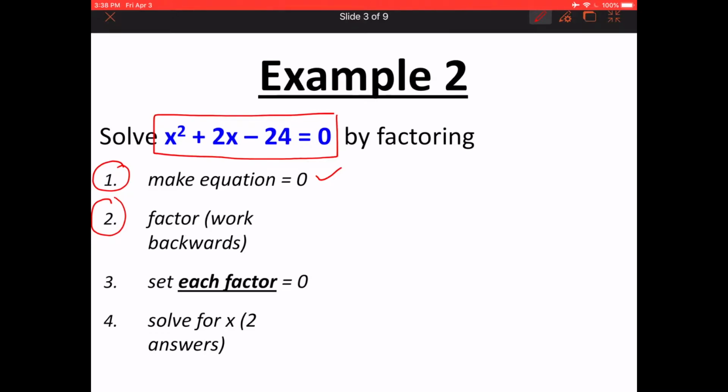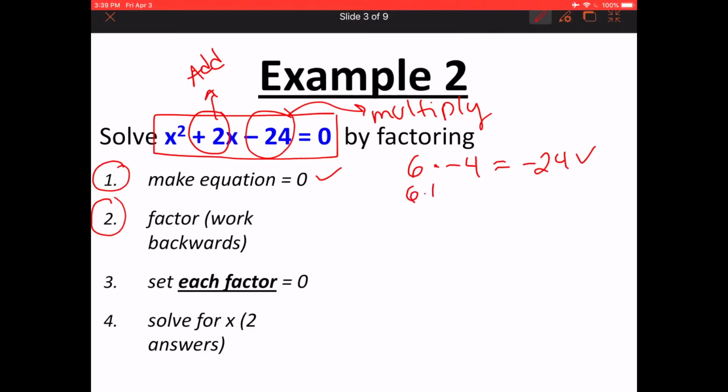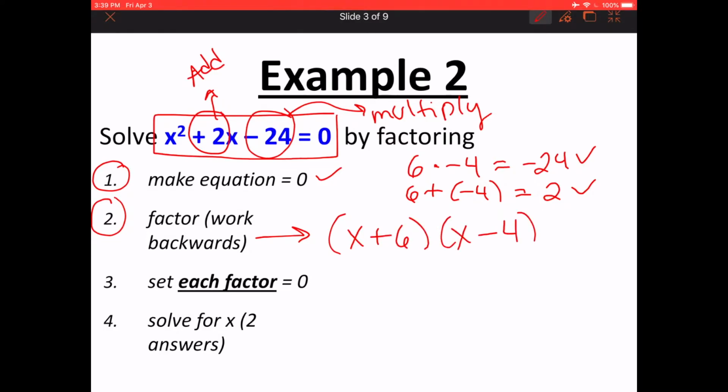So in order to work backwards, I need two numbers that add to 2 and that multiply to negative 24. Remember that the sign matters. So we want to add to positive 2, multiply to negative 24. So the two numbers that we end up with are 6 and negative 4. Because 6 times negative 4 equals negative 24, and 6 plus negative 4 equals positive 2, okay? So those are going to be my factors, x plus 6, x minus 4.